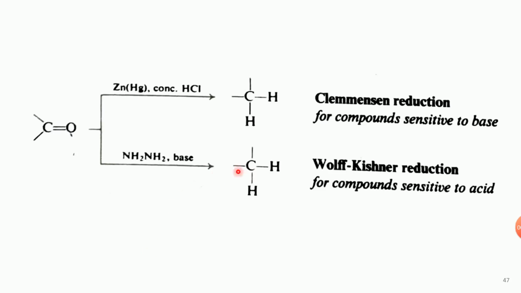So this is the main difference between the Clemmensen and Wolff-Kishner reduction. Clemmensen reduction uses strongly acidic conditions provided by HCl, and Wolff-Kishner reduction uses strongly basic conditions provided by KOH. Clemmensen reduction is used for base sensitive ketones, and Wolff-Kishner reduction is used for starting material that is susceptible or sensitive to acid.